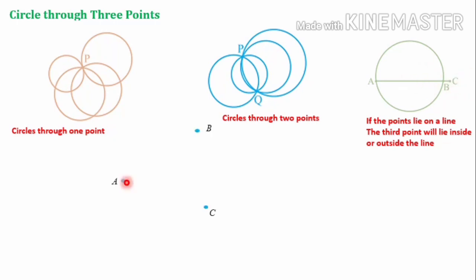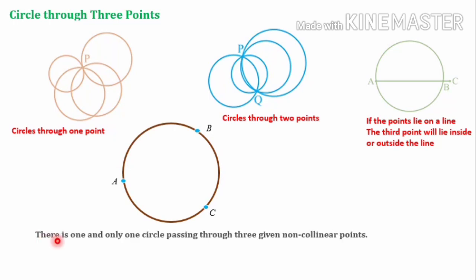But if A, B, C are 3 non-collinear points, meaning if they are not in a straight line, we will be able to draw exactly one. There is one and only one circle passing through 3 given non-collinear points. Non-collinear points in the sense the points which are not lying in the same line. So here A, B and C are not in the same line, and there is only one circle passing through these three given non-collinear points.